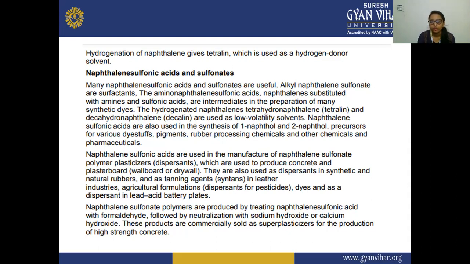So here naphthalene sulfonate polymers are produced by treating naphthalene sulfonic acid with formaldehyde, followed by neutralization with sodium hydroxide or calcium hydroxide. When we treat this naphthalene sulfonic acid with formaldehyde, we get these naphthalene sulfonate polymers, and when we neutralize with sodium hydroxide or calcium hydroxide, we get these polymers.